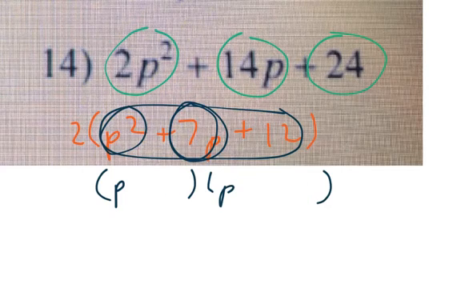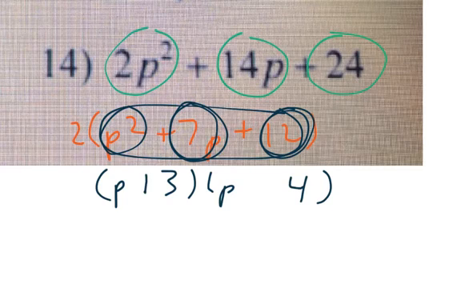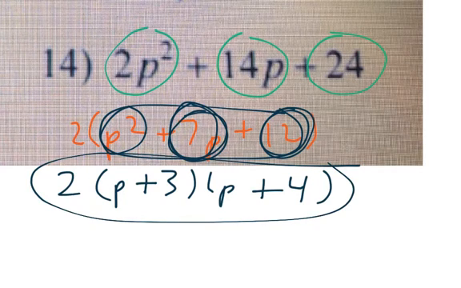So how about instead of 2 times 6, we do 3 times 4? Yeah, 3 times 4 is 12. And I know 3 plus 4 is 7. And don't forget to bring down the 2. Voila! We have completely factored that trinomial expression. Pause the video if you need to.